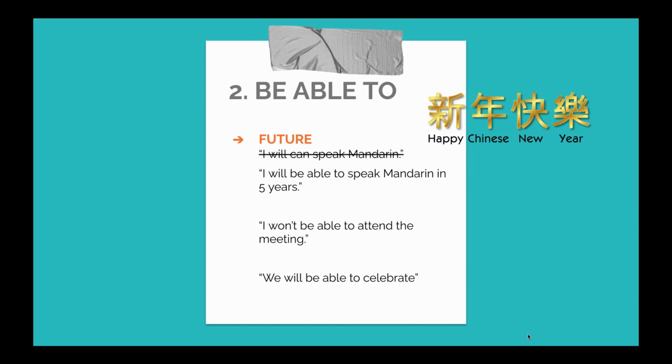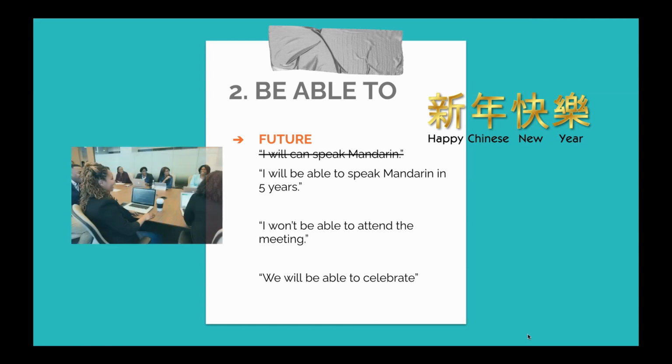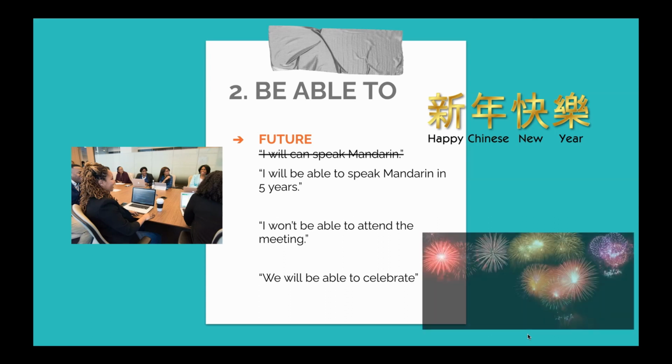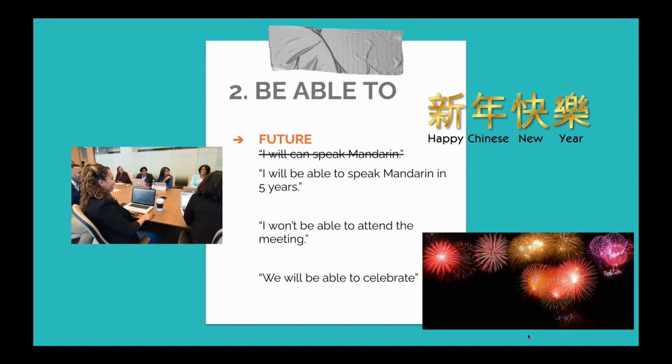You can also use the negative form. I won't be able to attend the meeting, which is a negative. Future, using will and be able instead of will can, which doesn't go together. They don't go together. We will be able to celebrate after the meeting or after work, whatever. That's a good use of be able to for the future. Affirmative, negative, doesn't matter, it works.